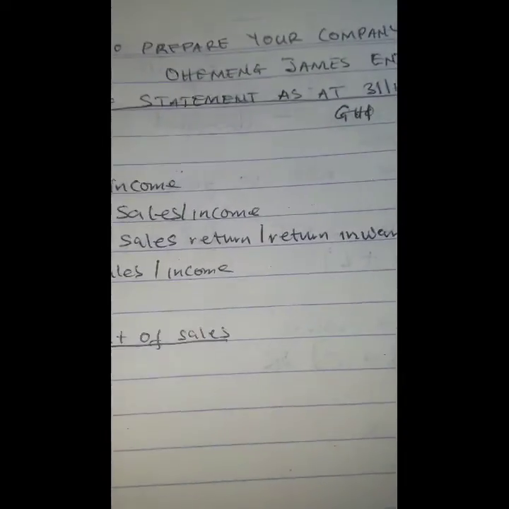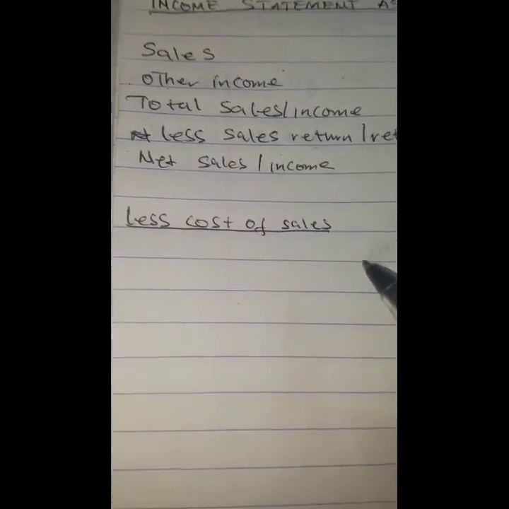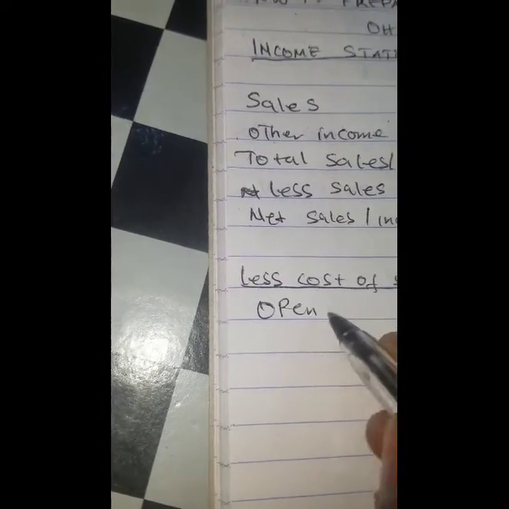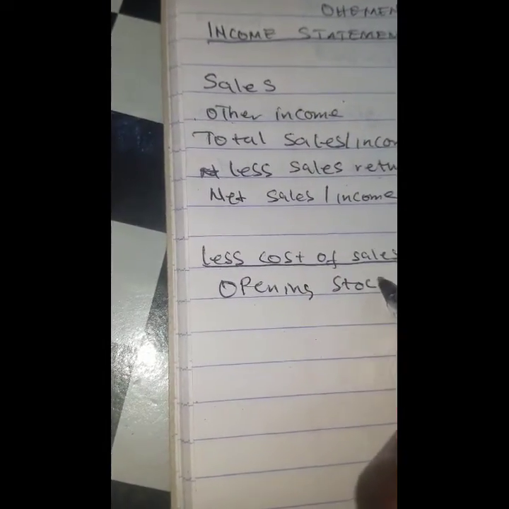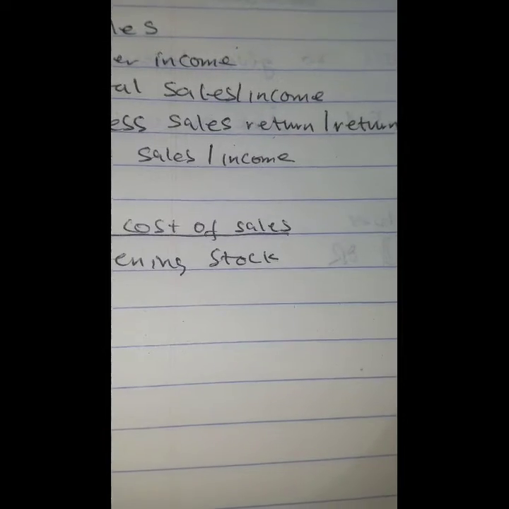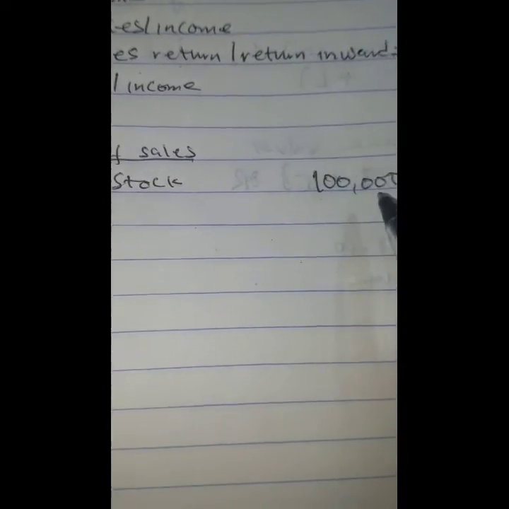So one of the cost of sales is the opening stock, which some people also call opening inventory. So the opening stock is the remaining balance of last year's stock. The money value is what is written here because we are doing calculation in monetary terms, not in stock terms.